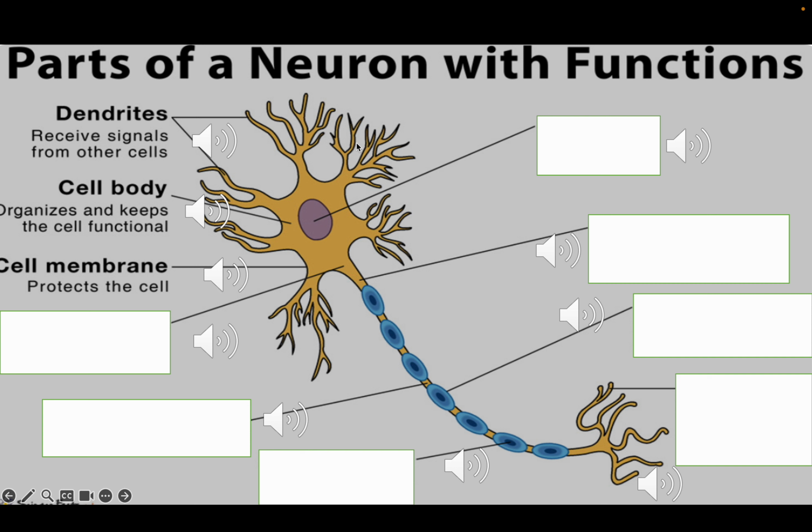Next up is the cell membrane. Once again, this is nothing new. This is very similar to a lot of other cells that we've probably studied in other biology classes. Just your typical cell membrane surrounds, protects, and supports the cell.